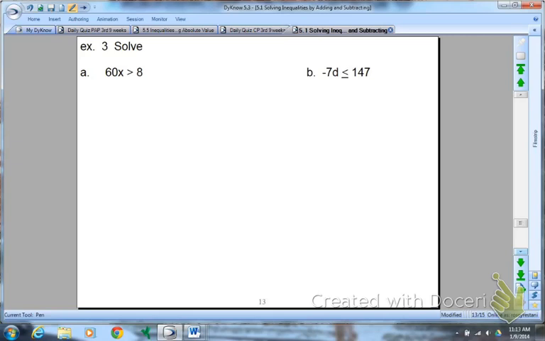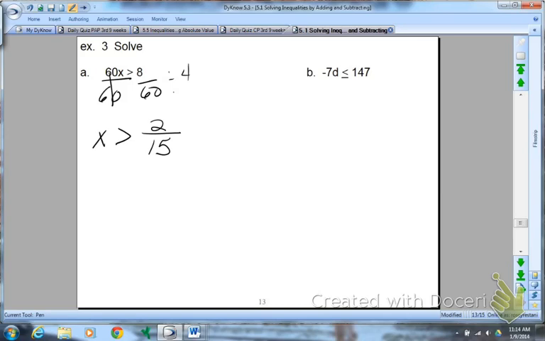Okay, we're going to divide by 60 on both sides. Now, 60 doesn't go into 8 evenly. Do I get a calculator out and calculate a decimal? Absolutely not. I need to reduce this. What goes into 60 that also goes into 8? 4. 8 divided by 4 is 2. And 60 divided by 4 is what? 15. X is greater than 2/15.